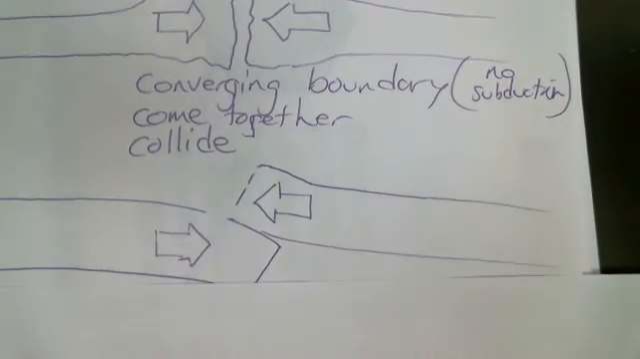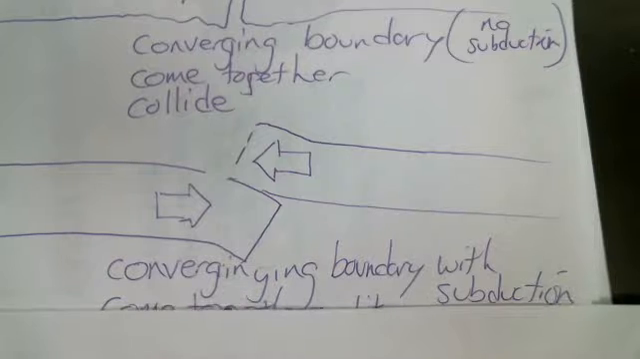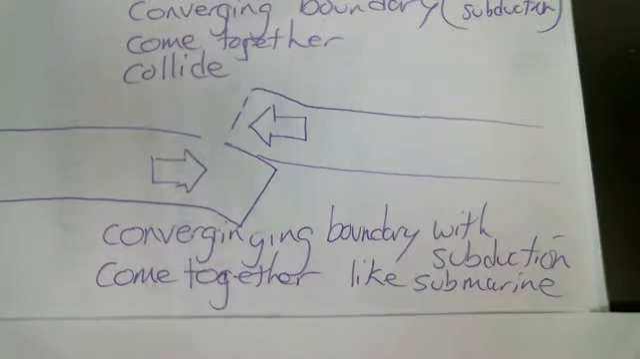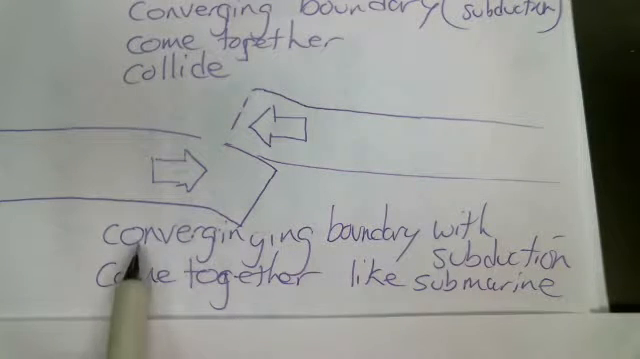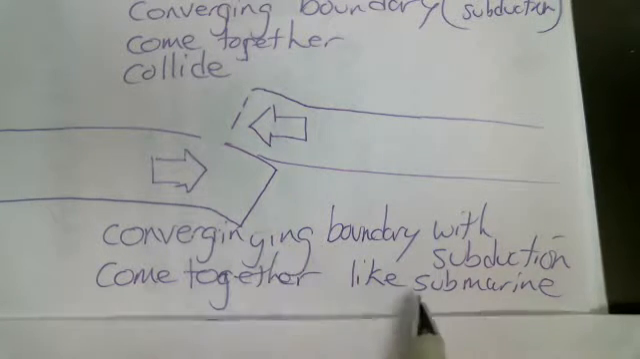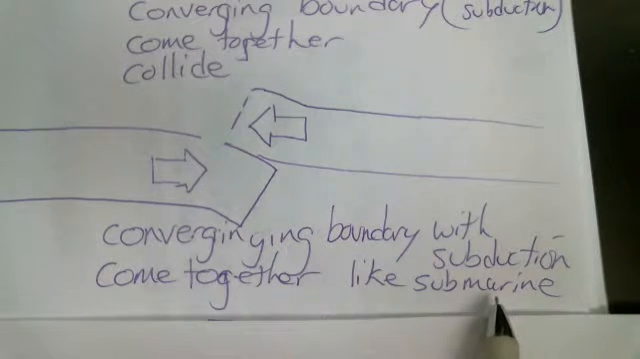Next we have a converging boundary with subduction. And with subduction, the plates come together again, just like we did before, converging, come together. Only this time, one of the plates goes down like a submarine underneath the other plate.